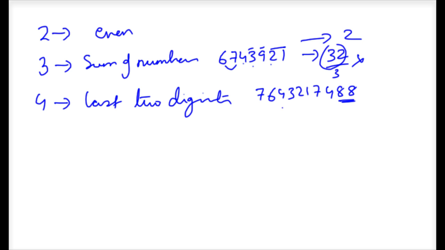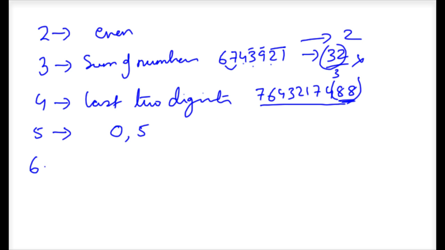Because this is divisible by 4, this number is divisible by 4. So the test of divisibility for 4 is that the last 2 digits should be divisible by 4. Then you have the test of divisibility for 5. All of you must be knowing that the number should end with a 0 or end with a 5. In the examples that we have taken, neither of them are divisible by 5.